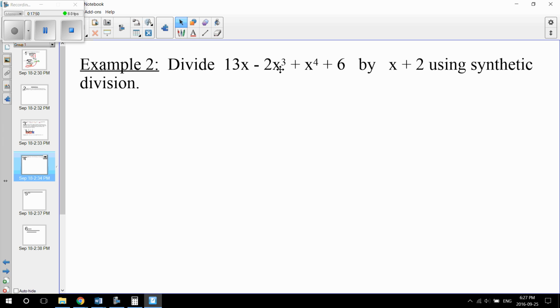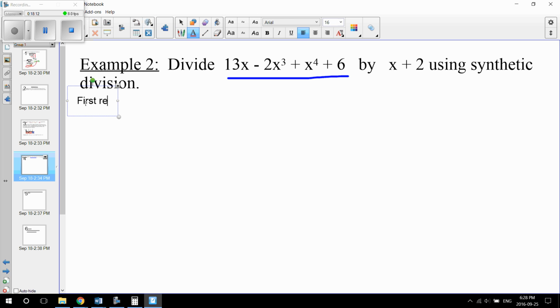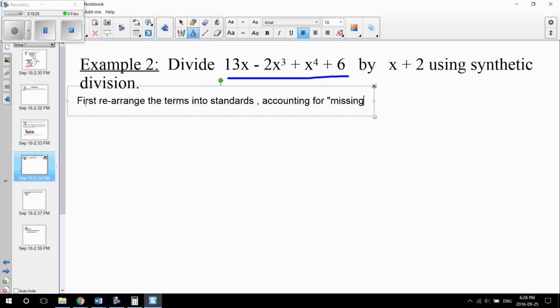We're asked to divide this polynomial by x plus 2 using synthetic division. So notice that this polynomial here isn't in order in terms of the highest degree first and the lowest degree at the end. So we're going to have to first rearrange the terms into standard form, which is the highest degree first. And then remember, we also have to account for those missing powers if there are any, which in this case there are. We're missing the x squared.